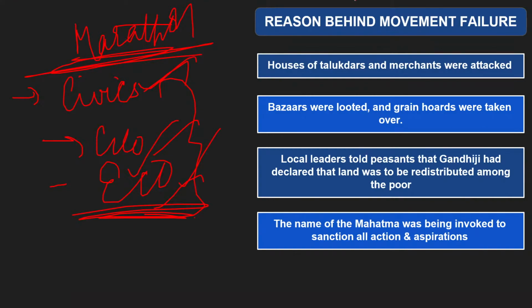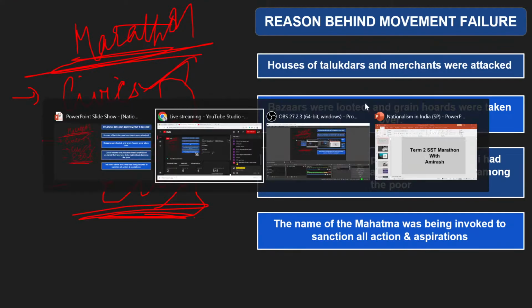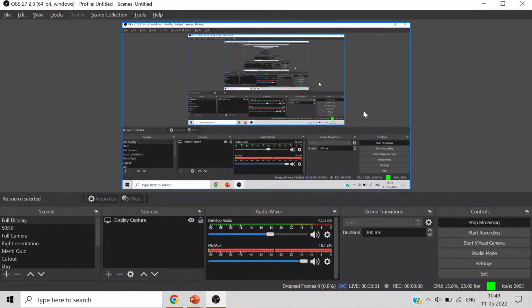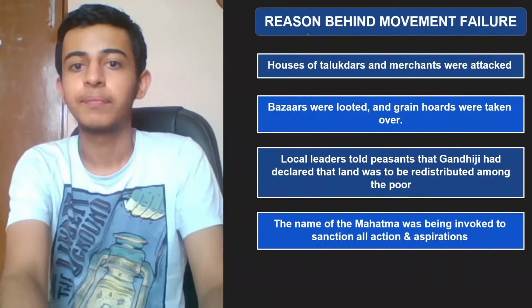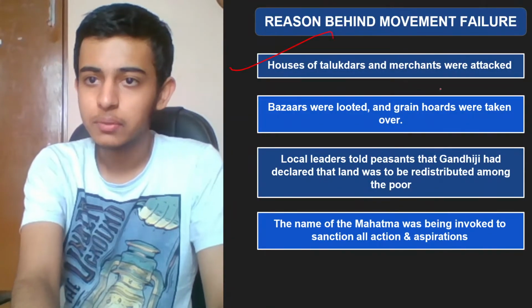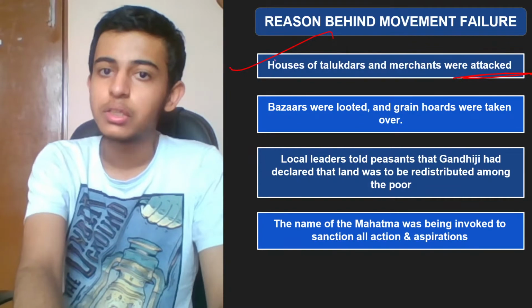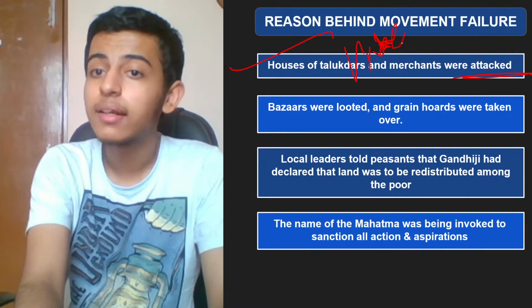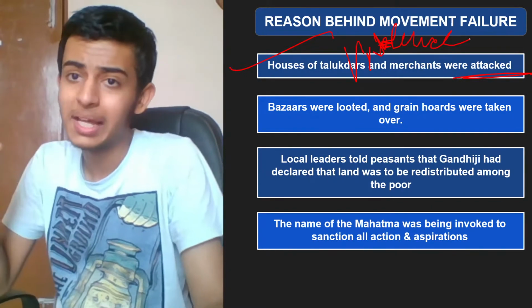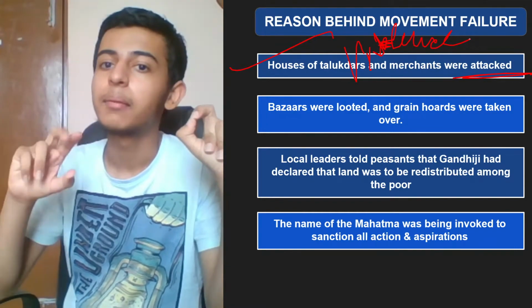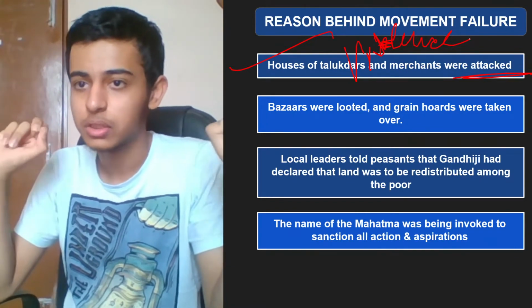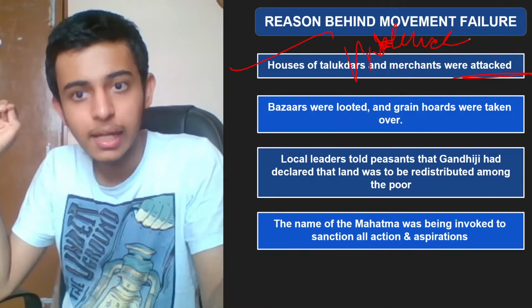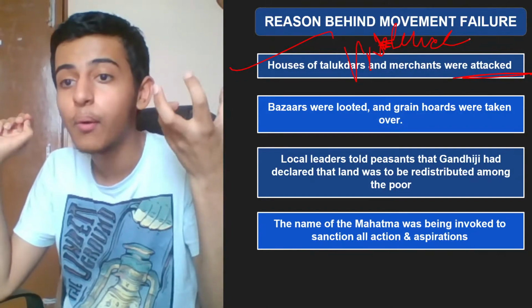Chaliye, let's continue. The reason behind movement failure. Houses of talukdars and merchants were attacked. Number one, violence took place. You know that the movement had to be non-violent, but violence took place because the houses of talukdars and merchants were attacked. Bazaars were looted. Okay? They looted the bazaars. Grain hoards were taken over.